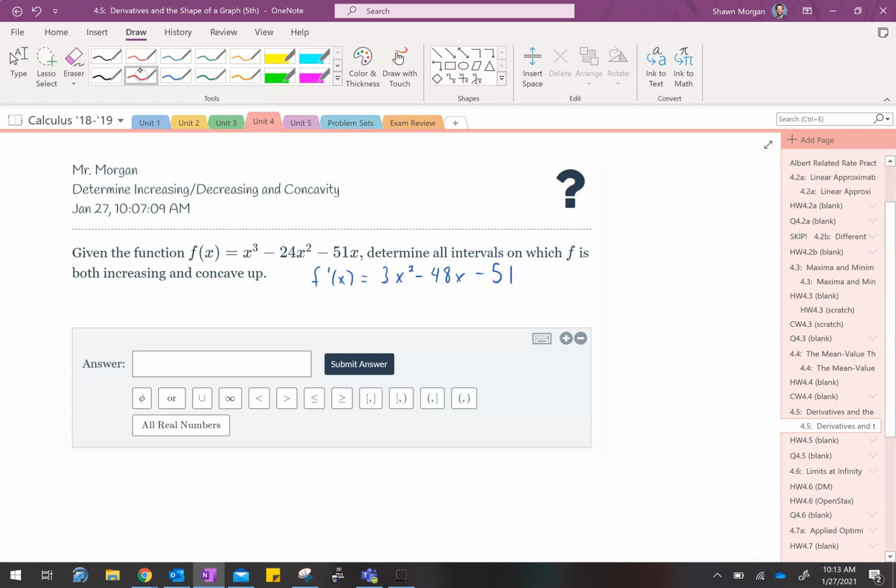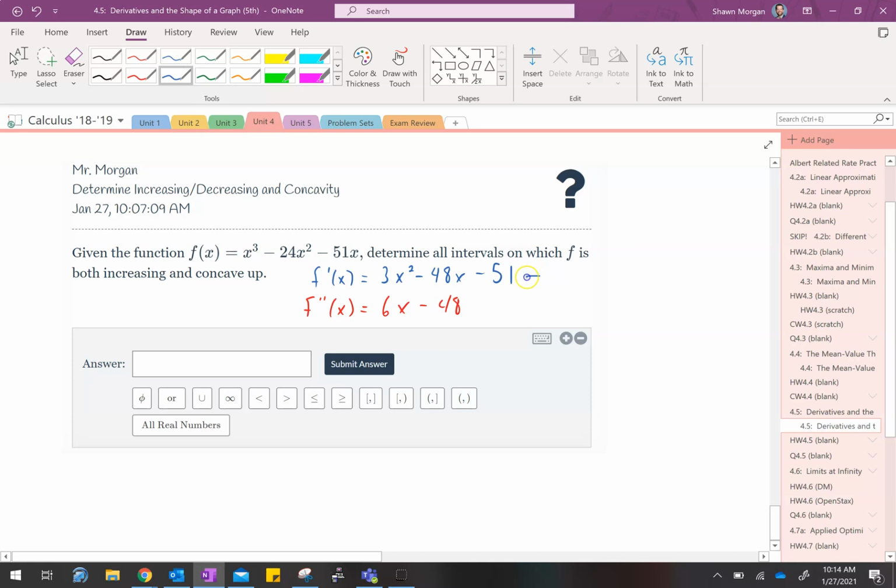And then here in red, we'll find the second derivative. If you're a little rusty on that, all you have to do for the second derivative is find the derivative of the derivative. In this case, that'll be 6x minus 48, pretty straightforward. You'll notice that with these polynomials, the original function being cubic, the first derivative is quadratic and the second derivative is linear.